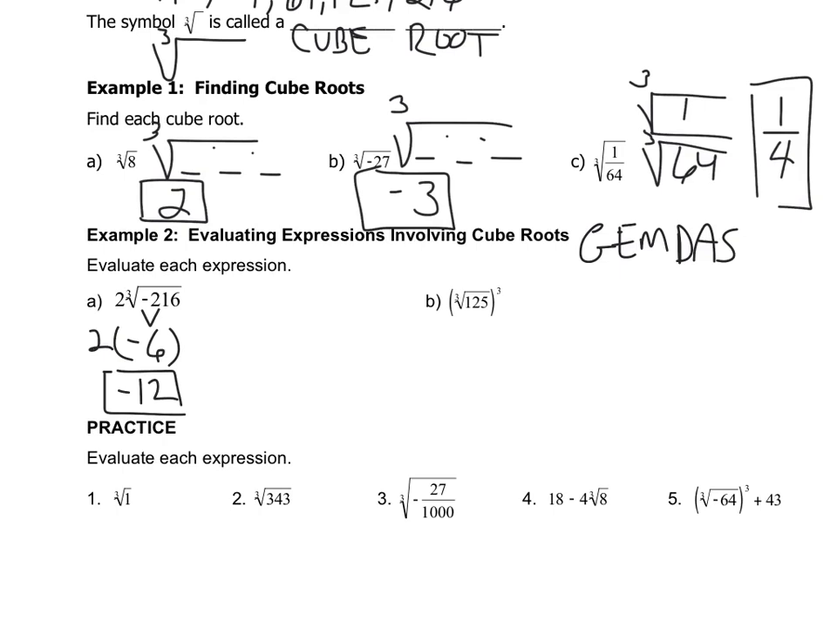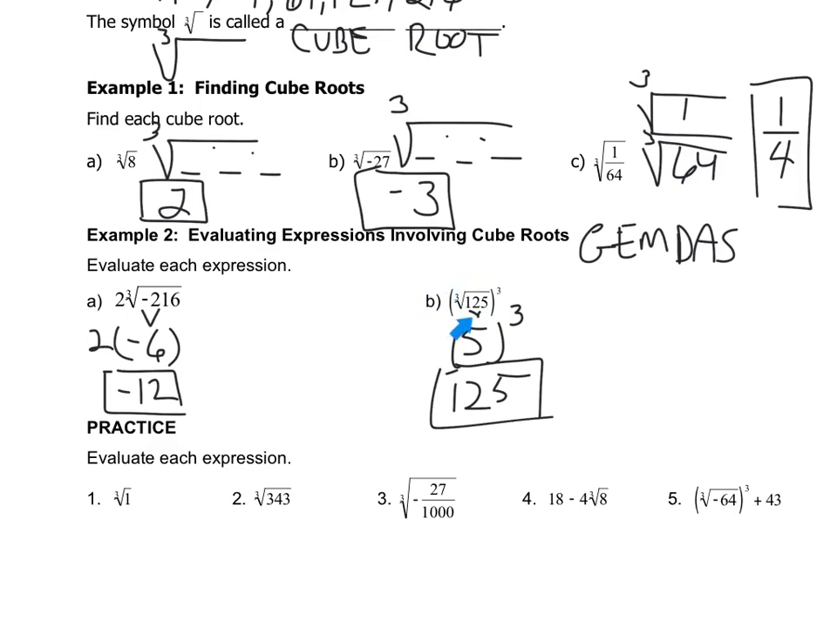On the next one. So if I was to focus on the cube root of 125, well, 5 times 5 is 25, times another 5 is 125. So the first thing would be to take care of that cube root underneath. Then I can do the 5 to the third root, or cube root, and that's 5 times 5 times 5, which is 125.